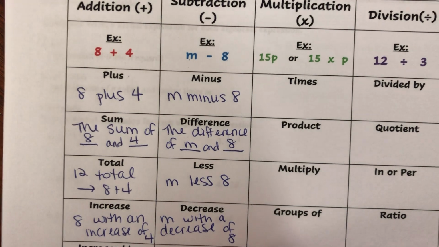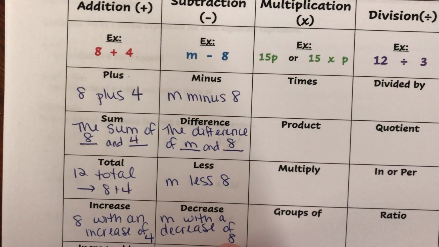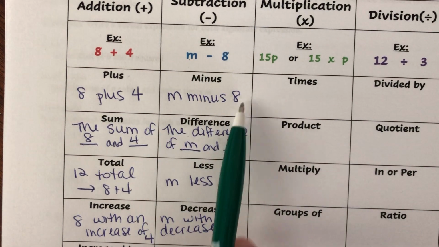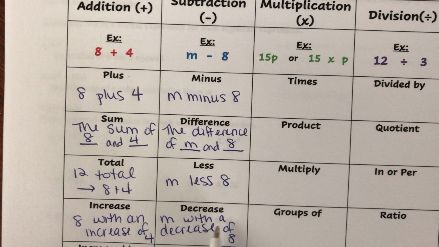Decreased by, so we could say that means minus. M decreased by 8. These all go in the same order as we see up here. M minus 8. M is first, 8. M 8, M 8, M 8, M 8. Until we get to less than.